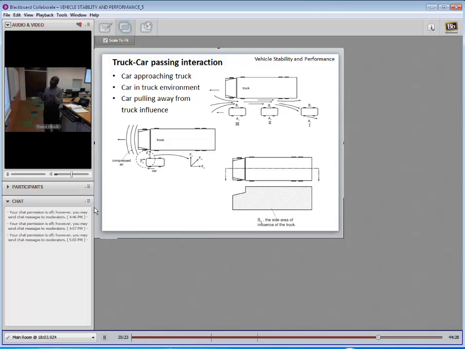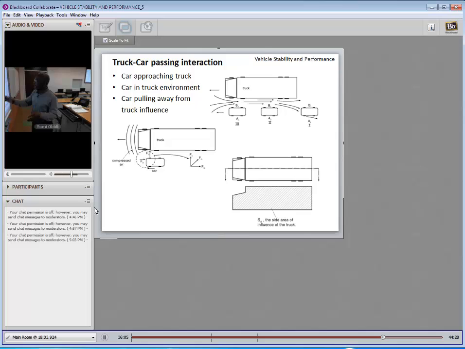We'll look at 3 phases. The car approaching the truck, that's one phase. The car in the truck environment, that's another phase, and the car pulling away from the truck influence. This is based on a straight head-on wind. We're not talking about wind at various angles now. Let's look at a very simplified case. In the book, Introduction to Theory and Applications of Aerodynamics for Ground Vehicles, in another chapter, the details of the wind coming from different directions are treated. I just want to look at a simplified case here.